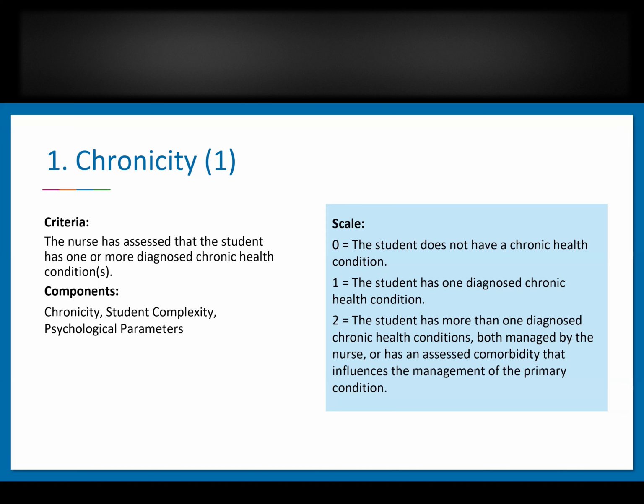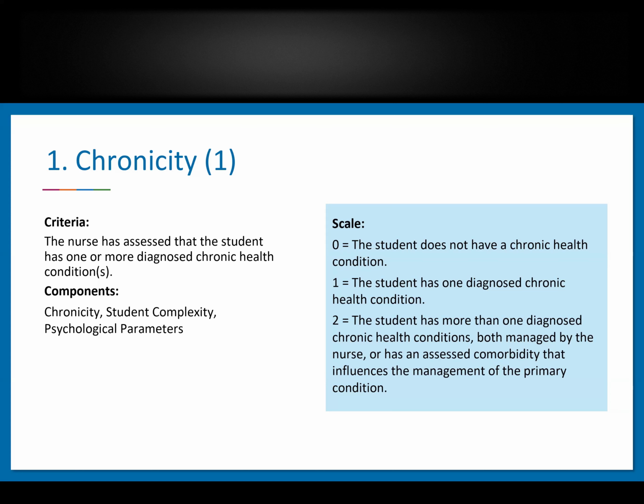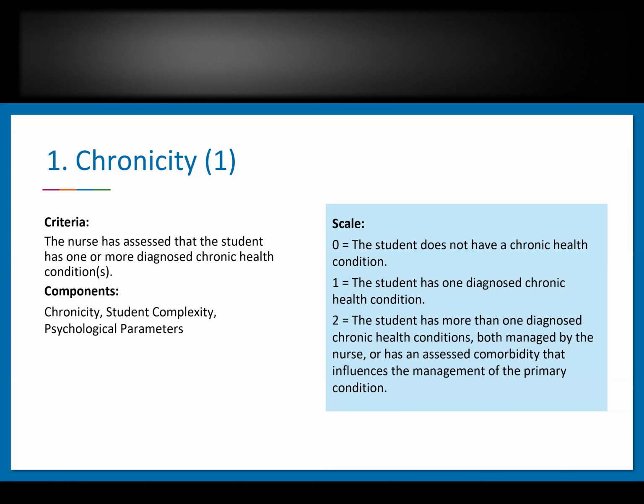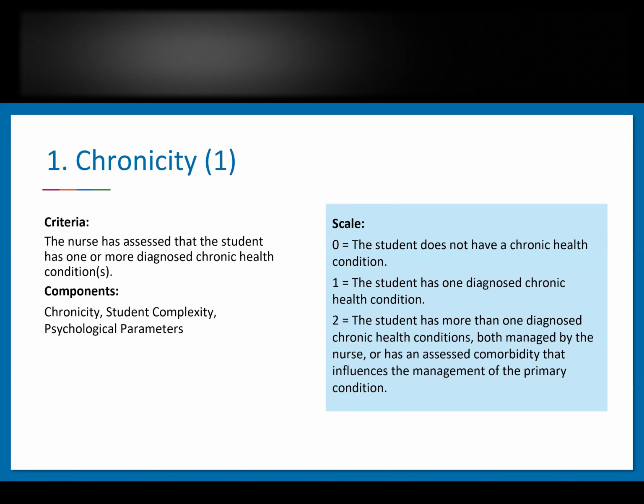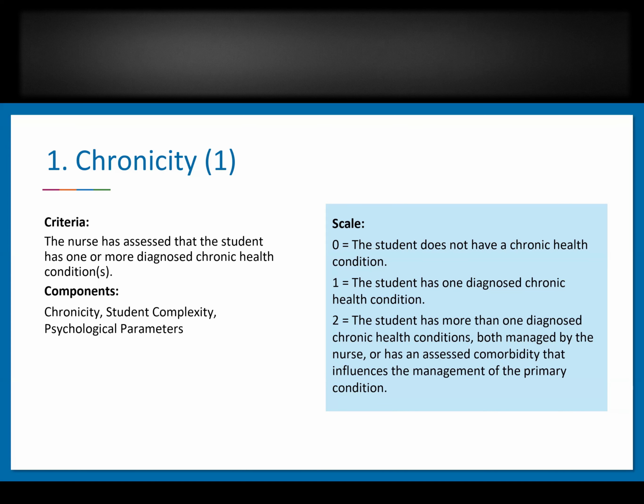Points in the scale are assigned as follows. Score a 0 when the student does not have a chronic health condition. Score a 1 when the student has one diagnosed chronic health condition. Score a 2 when the student has more than one diagnosed chronic health condition, both managed by the nurse, or has an assessed comorbidity that influences the management of the primary condition.